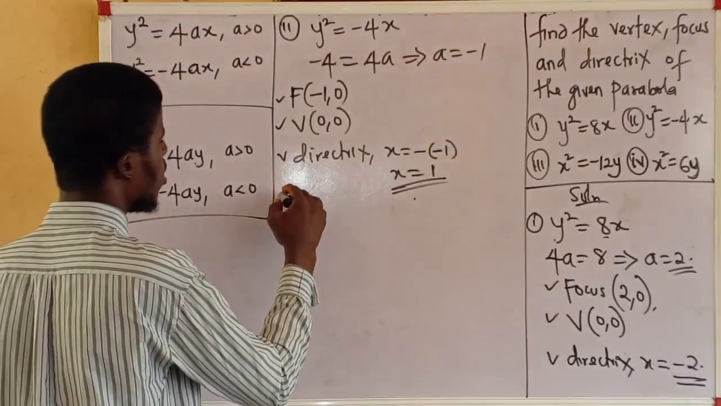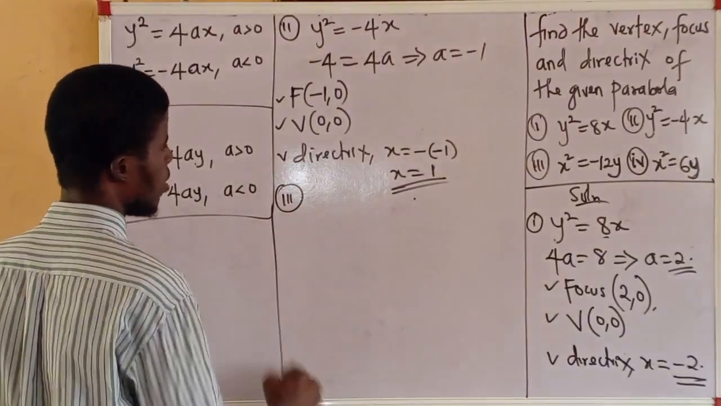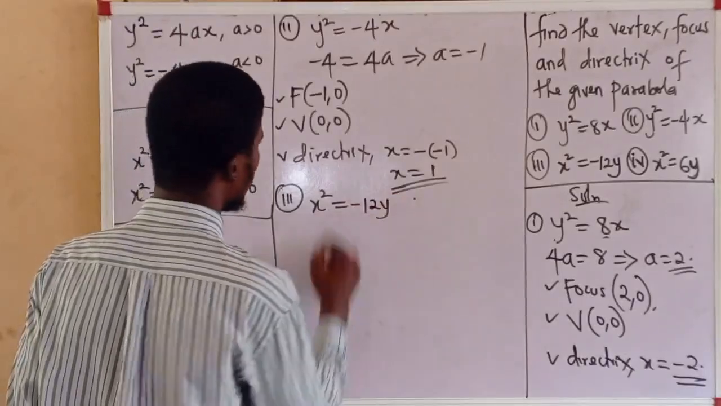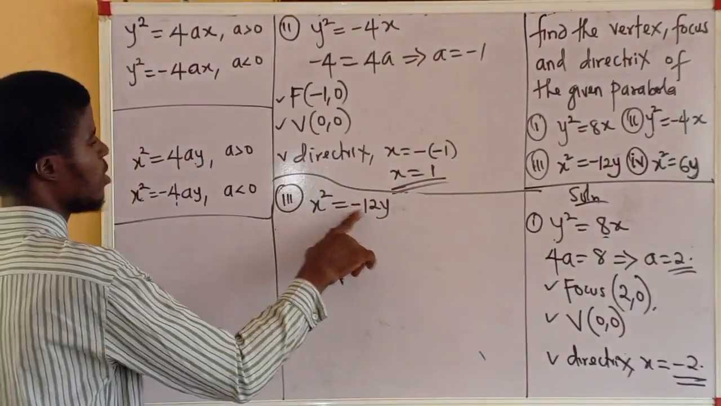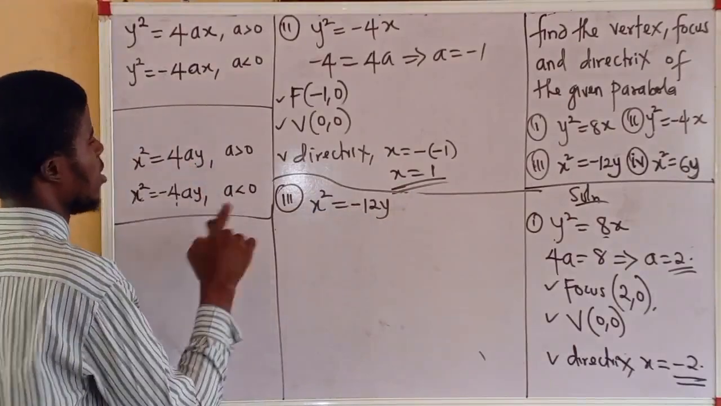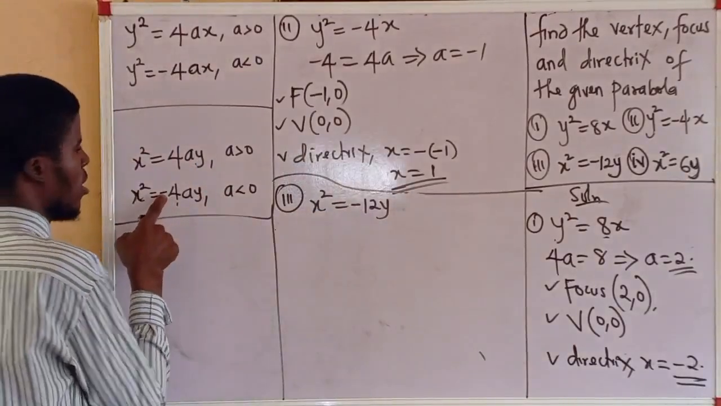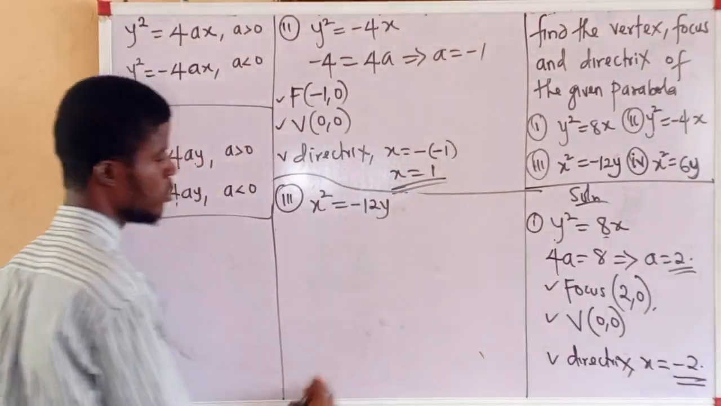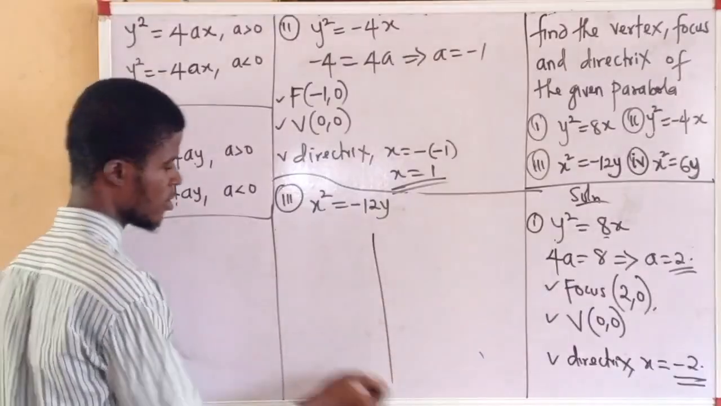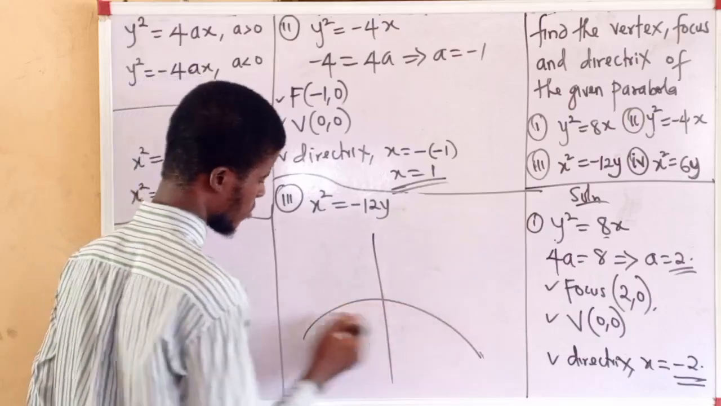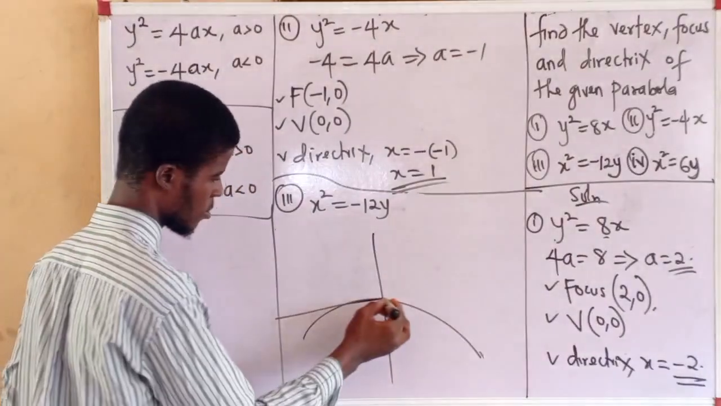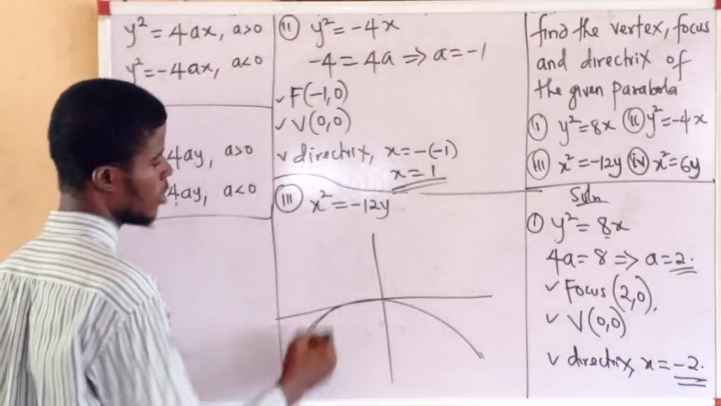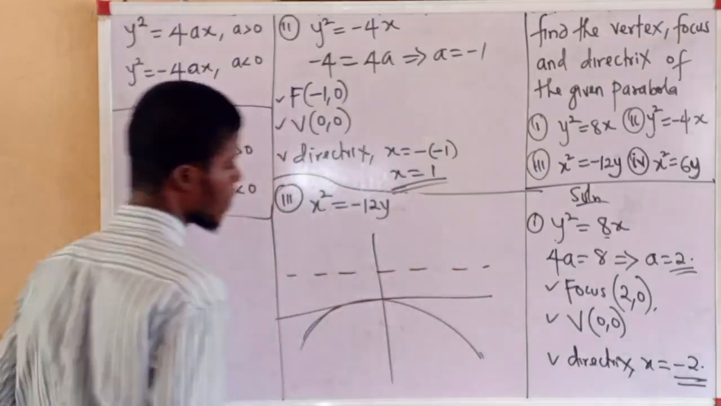Now, looking at the third one, we have x squared equal to minus 12y. If we compare this equation with this, we can see that it has a minus here, which implies that the parabola will open downwards. So the graph will look like this. Pardon my graph. This is a rough sketch actually. The directrix is here.